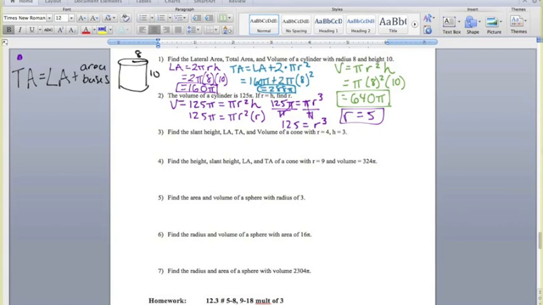I don't expect you to know your perfect cubes, so you just grab a calculator and start guessing and checking. They will be nice, clean numbers, pretty small numbers, so hopefully it won't take you too many guesses to get to the right value. All right, those two questions are cylinder questions. Any questions on those two problems?